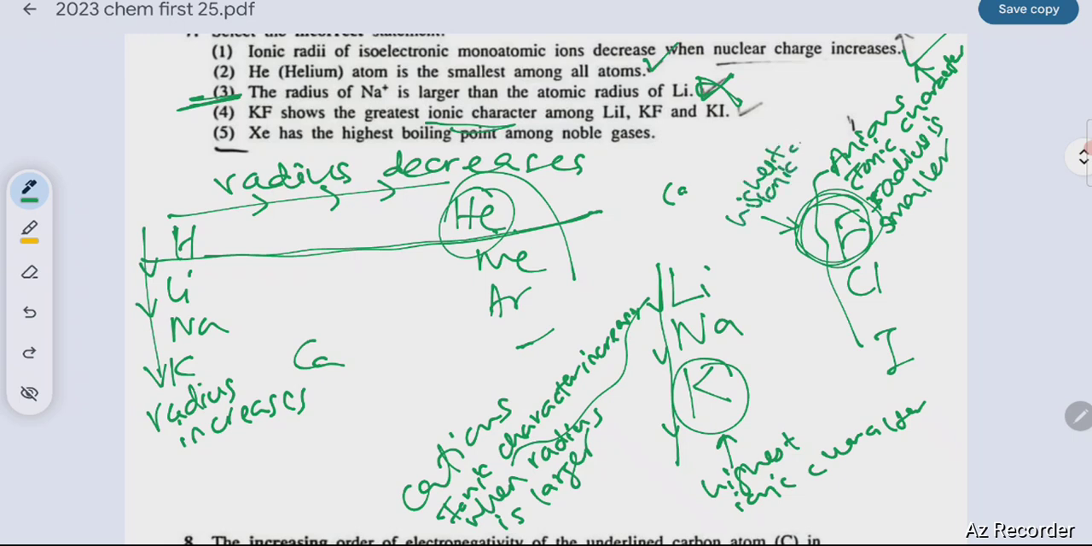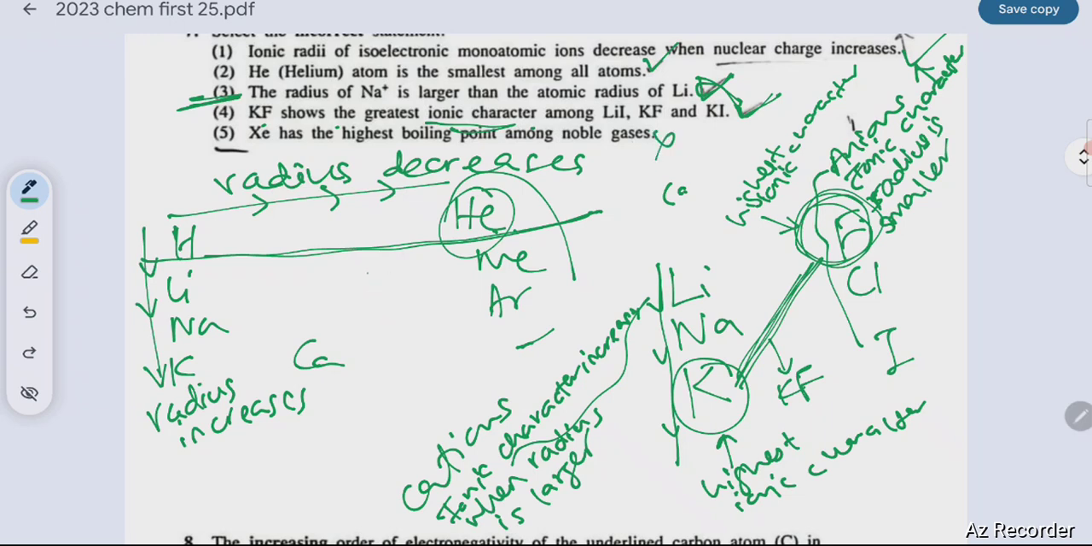So out of the compounds formed from these elements, potassium fluoride should have the highest ionic character, right? So that is correct. KF shows the greatest ionic character among lithium iodide, KF and KI. That is correct. Then xenon has the highest boiling point among noble gases. No, that is wrong, because below xenon there is radon, right?